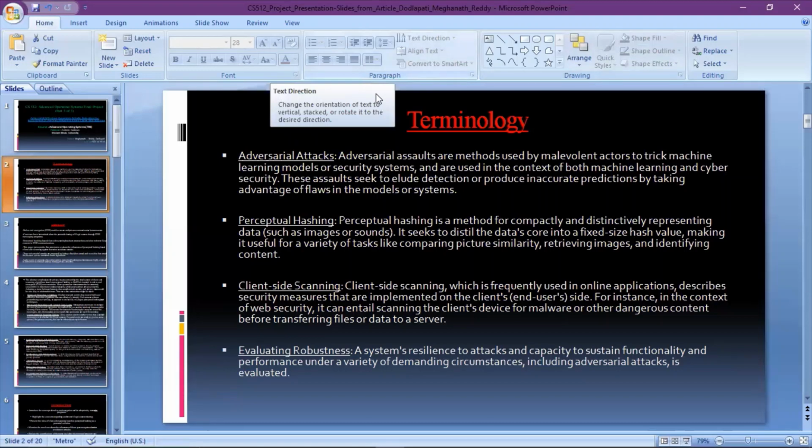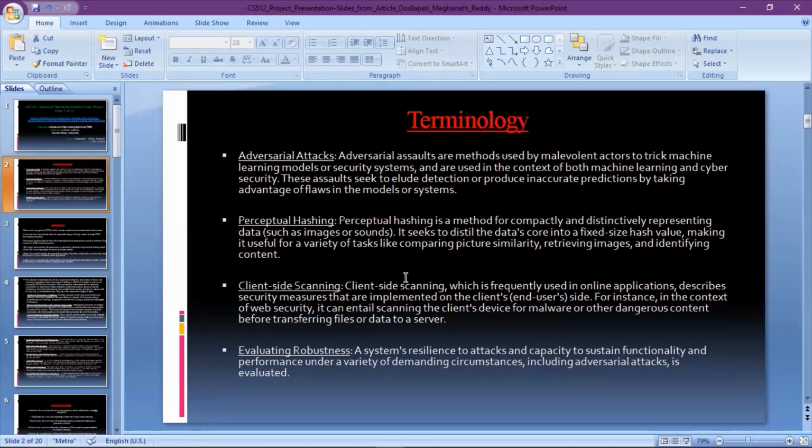Perceptual hashing. Perceptual hashing is a technique used to represent data, such as image or audio, in a compact and unique way. It aims to capture the essence of data in a fixed size hash value, making it useful for various tasks like image similarity comparisons, image retrieval, and content identification.